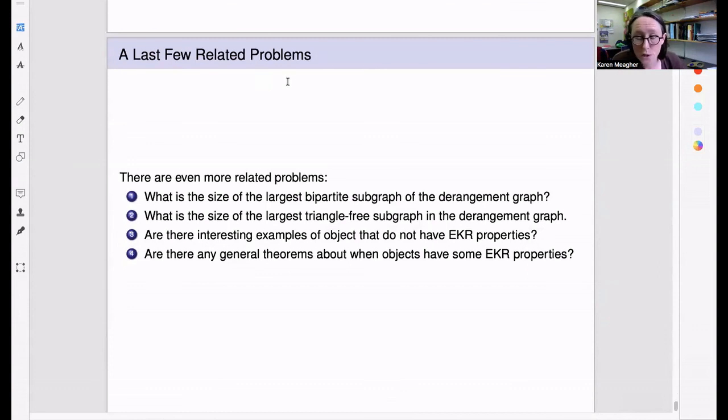We're looking for the largest coclique in a graph. What about the largest bipartite subgraph? What about the largest triangle-free subgraph? What are objects that do not have the EKR property? Is there something natural that looks good, but really doesn't have the EKR property? And what's going on with that? And what about some general theorems? It's fine to write this laundry list of objects that have the EKR property, but wouldn't it be nicer to have something like, if your object has a two-transitive automorphism group, then you have the EKR property? That's a much more exciting direction, I think.